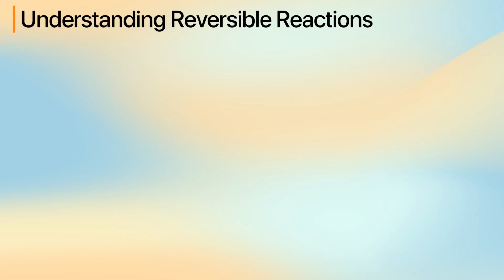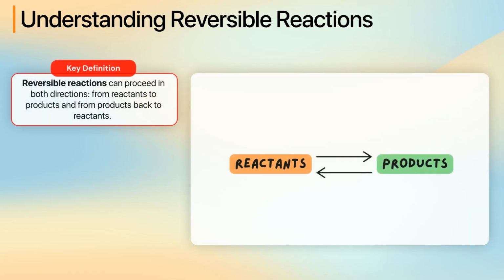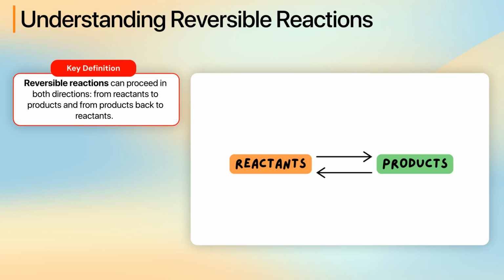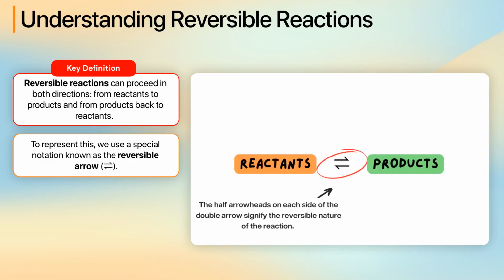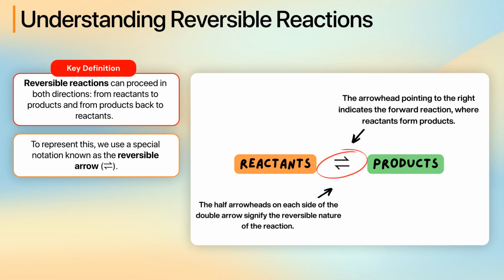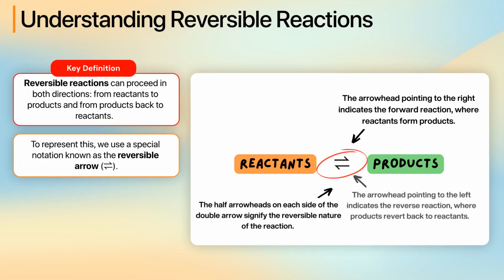However, many reactions in chemistry are actually reversible. They can proceed in both directions, from reactants to products and from products back to reactants. To represent this, we use a special notation known as the reversible arrow. The half arrowheads on each side of the double arrow signify the reversible nature of the reaction. The arrowhead pointing to the right indicates the forward reaction, where reactants form products. The arrowhead pointing to the left indicates the reverse reaction, where products revert back to reactants.